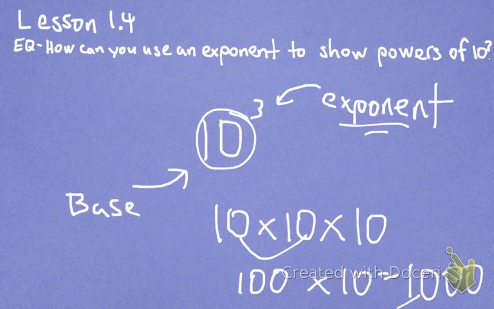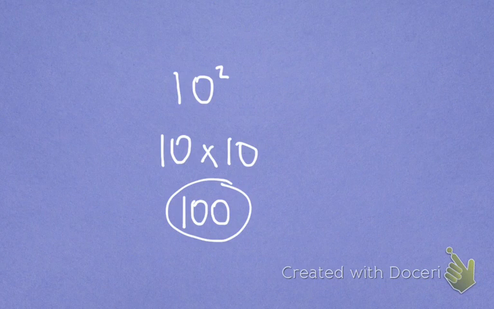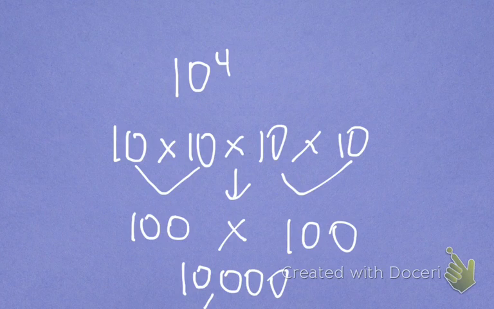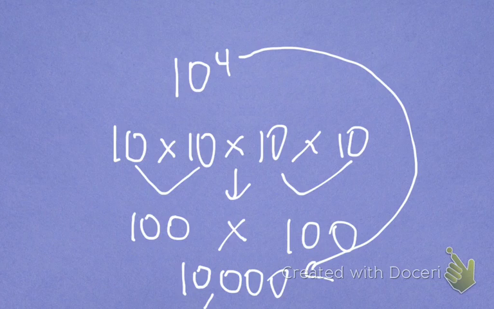When we look at our answers, since we're multiplying by 10, the exponent actually tells us how many zeros we're going to have in our answer. This exponent of 3 shows us that we have 3 zeros in our answer. This 2 shows us that we have 2 zeros, and once again this 4 shows us that we have 4 zeros in our answer.